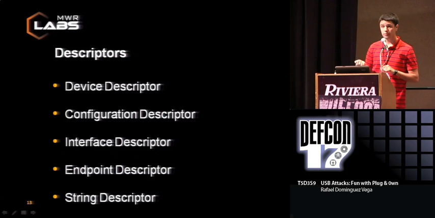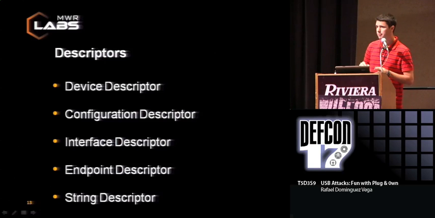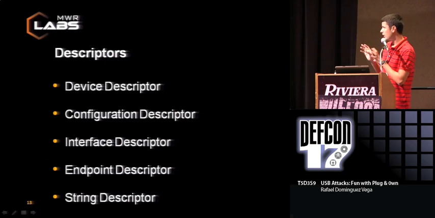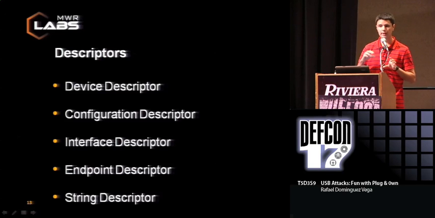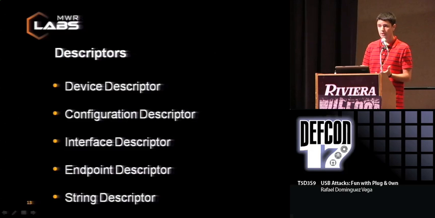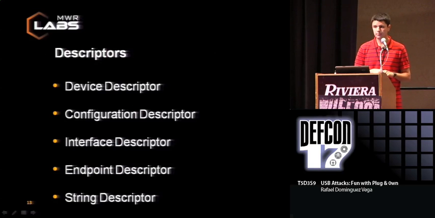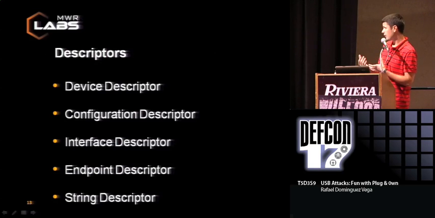We have the device descriptor, which describes general information about the device and provides information such as the vendor ID, the product ID, and the serial number. It's the product ID and the vendor ID that we are going to be particularly interested in, because these are used to identify which device driver is going to be used. Then we have the configuration descriptor, which, as its name dictates, provides configuration information about the device, mainly relating to power management. Then we have the interface descriptor, which provides information about an interface within a configuration.